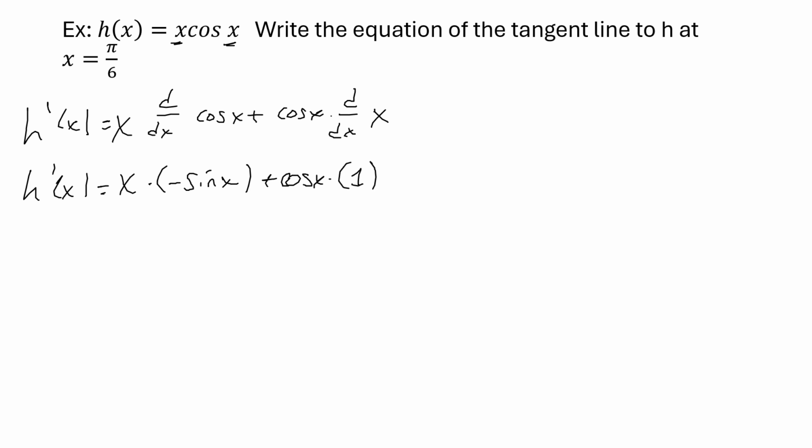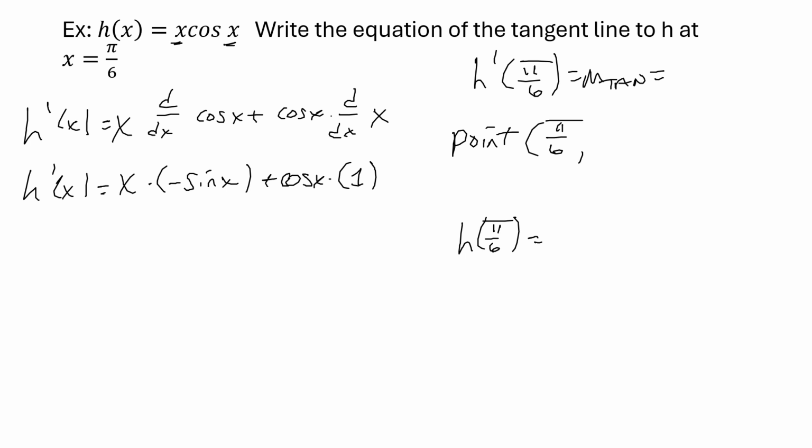And now I want to write the equation of the tangent line to h at x equals pi over 6. So I need two things. I need to know h prime of pi over 6. That's going to be my slope. And then I need a point, right? I need a point and a slope. So the point will be at pi over 6 comma something. Let's do that first. We'll do the point first. So let's find h of pi over 6. So that's going to be pi over 6 times cosine pi over 6. That's pi over 6 times cosine of pi over 6 is root 3 over 2. So that's pi root 3 over 12.